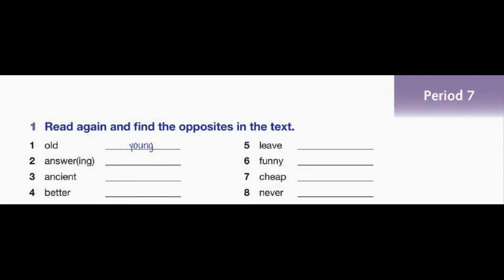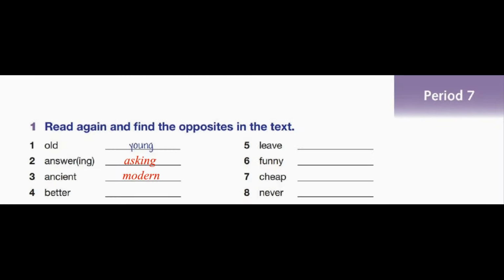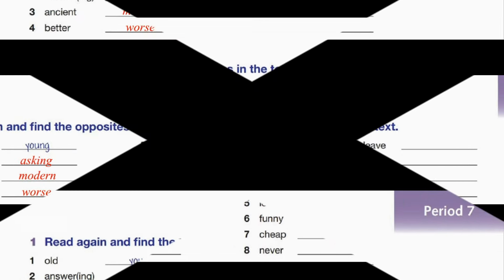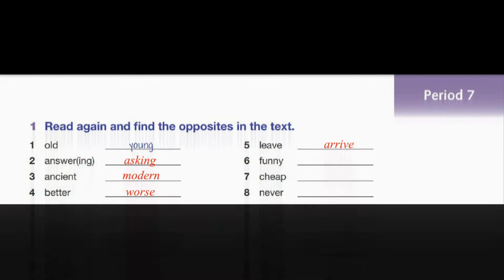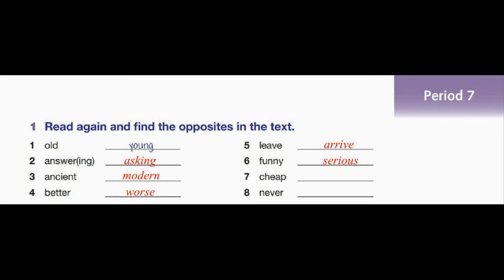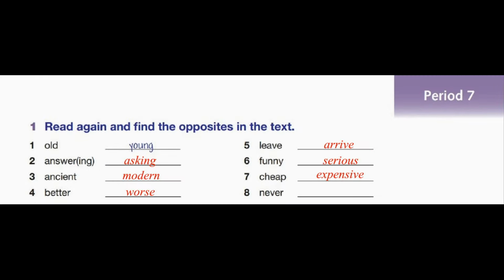Read again and find the opposites in the text. 1. Old, young. 2. Answering, asking. 3. Ancient, modern. 4. Better, worse. 5. Leave, arrive. 6. Funny, serious. 7. Cheap, expensive. 8. Never, always.